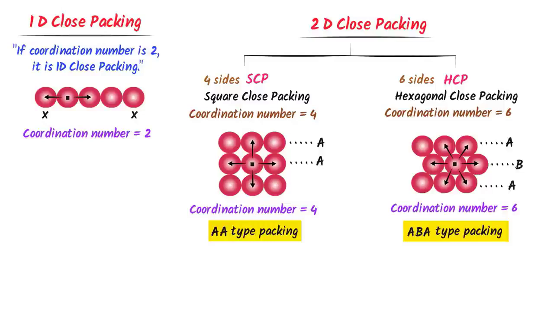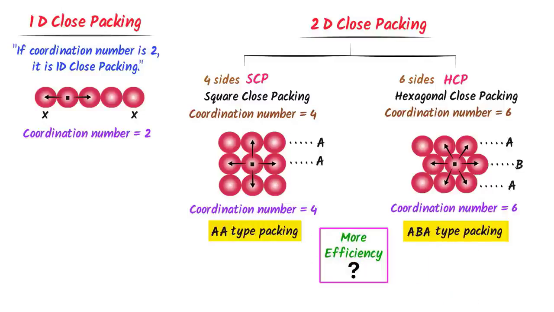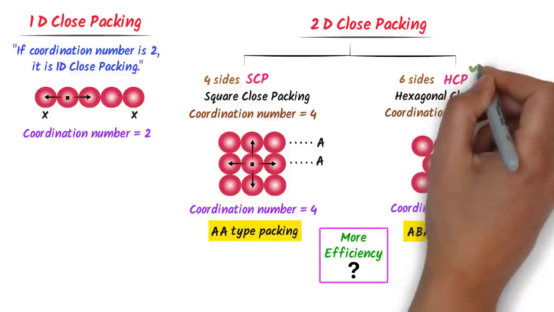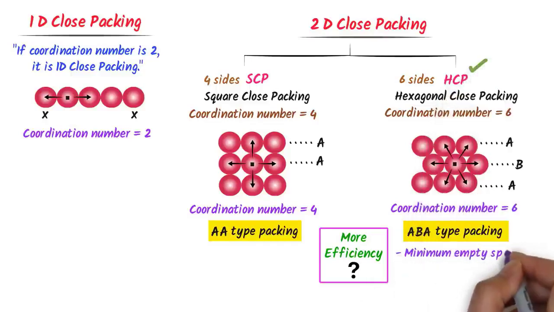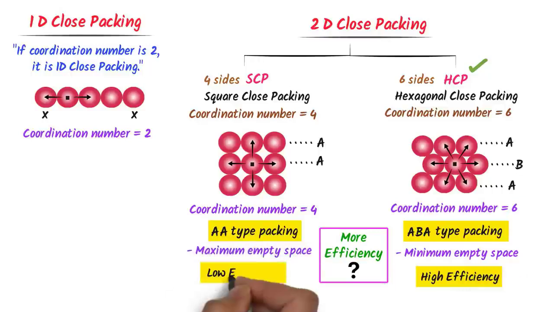Here, let me teach you one bonus MCQ. Which close system has more efficiency, SCP or HCP? The answer is HCP because there is minimum empty space in it, while SCP has less efficiency because there is more empty space in it.